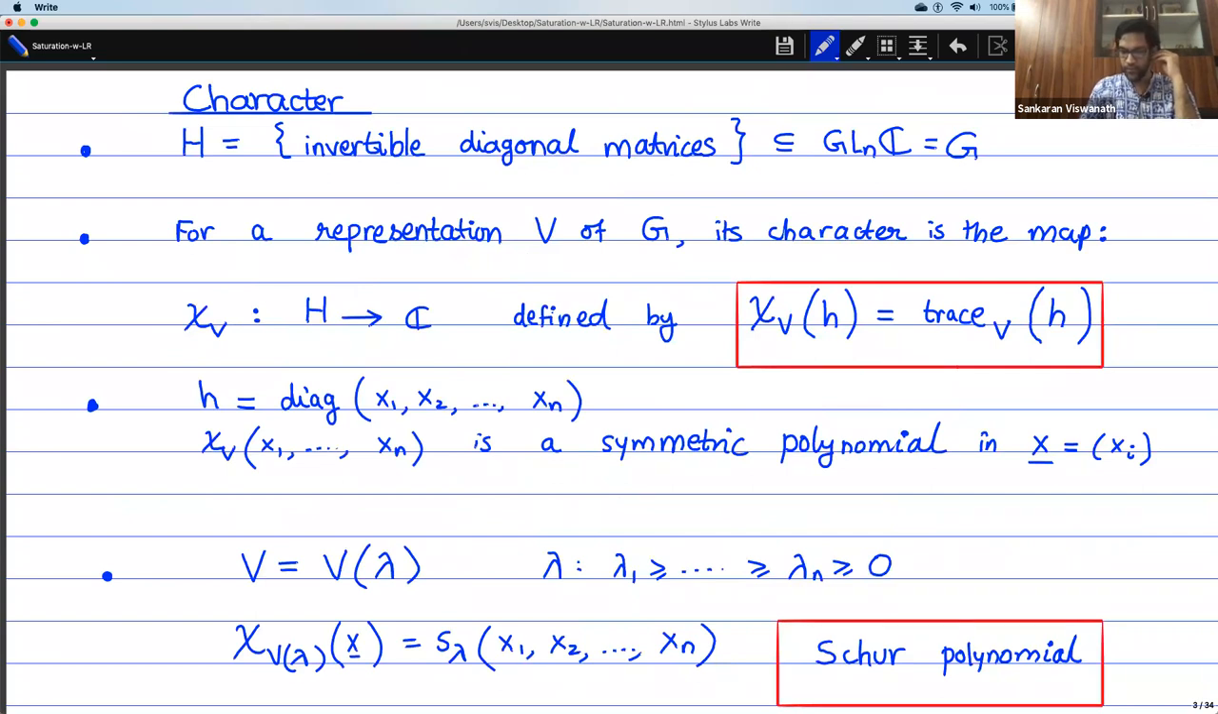Okay, and when we have representations, we also want to study their characters. In this case, we define the character as follows. You just look at the subgroup of invertible diagonal n cross n matrices, and the character of the representation is defined as the trace of the action of the diagonal matrices. So if I take a diagonal matrix H, then the trace, which I'm calling phi sub V, the character, turns out to be symmetric in the n variables. And so it's a symmetric polynomial. In particular, if you take V to be the representation of lambda, then this turns out to be exactly the Schur polynomial, which is this one.